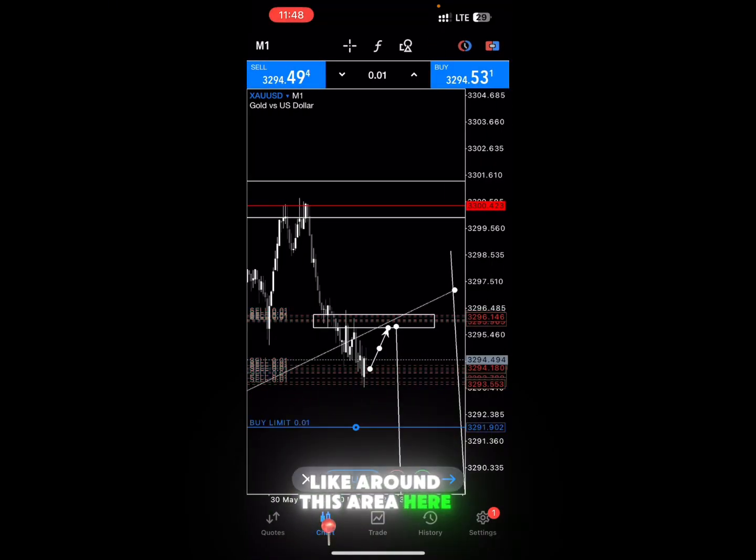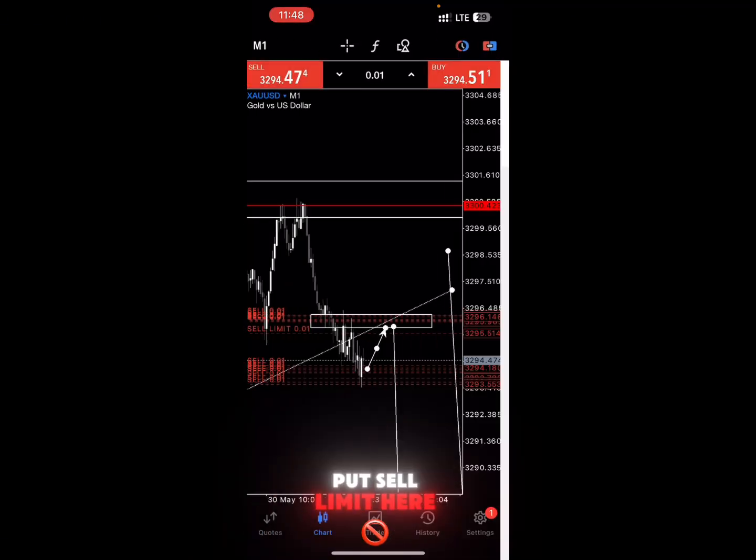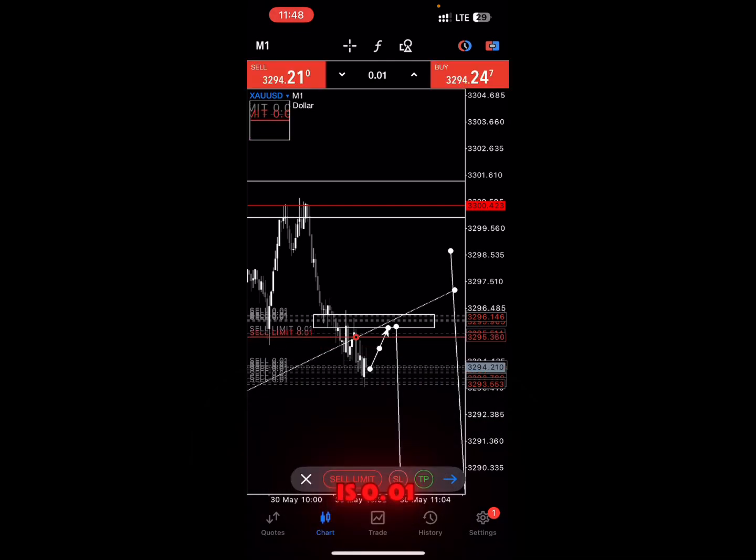Like around this area here, you can actually put a lot of sell limits just in case price decides to go back there. Okay, so you can put a sell limit here. Remember, the lot size is 0.01.